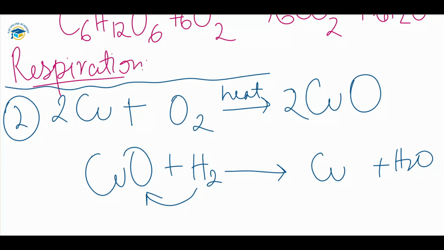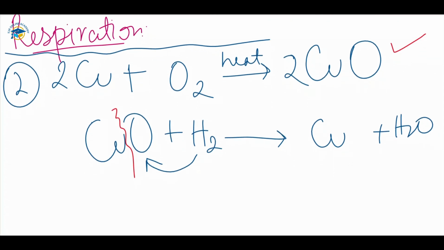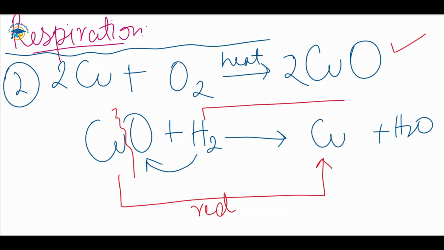So you can see here in the first reaction, copper gets the oxygen, and in the second one, oxygen is lost from the copper to form the water. So the overall reaction of this one will be: we have copper oxide turning to copper, so this one is the reduction reaction, and the hydrogen that is present here is turning into the water, which gets the oxygen. So this is the oxidation reaction.